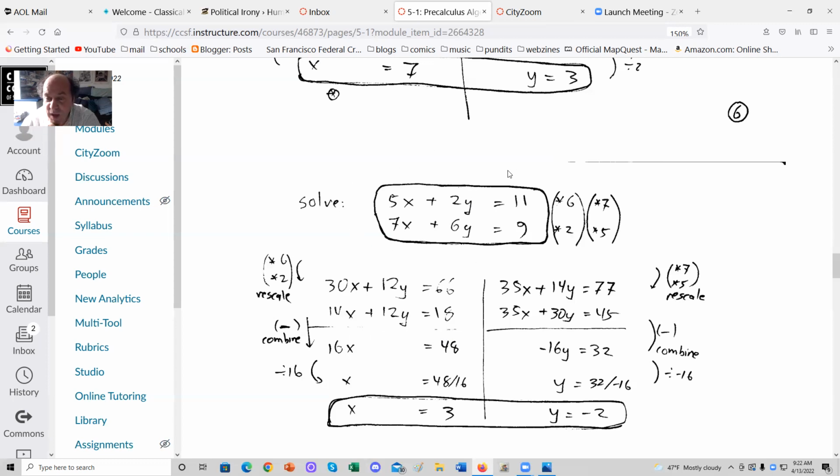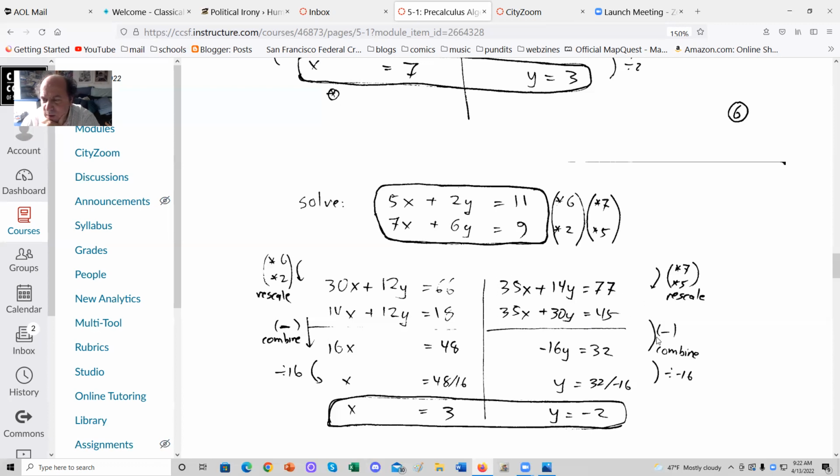Now we want to isolate y, so we need to eliminate x. We have a 5x here and a 7x here. If you rescale the first equation by 7 and the second equation by 5, you get a 35x for both, which can be eliminated. So we rescale the first equation by 7, we get 35x plus 14y equals 77. We rescale the second equation by 5, so you get 35x plus 30y equals 45. So, okay, looks good. 35x plus 14y equals 77, 35x plus 30y equals 45. We can eliminate the x by subtracting equations.